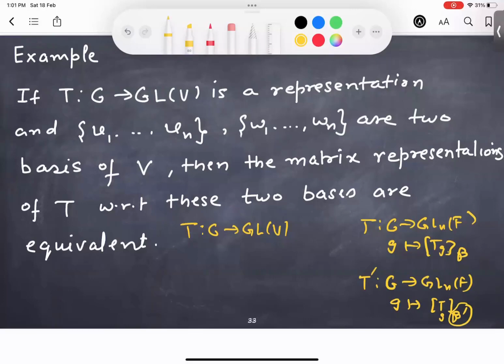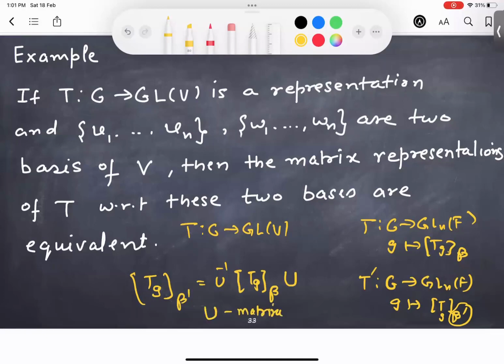That you have proved in your linear algebra course: if I change the basis, then the matrix of T_g relative to B dash is equal to U inverse times the matrix of T_g relative to B times U, where U is the matrix of change of basis from B to B dash.